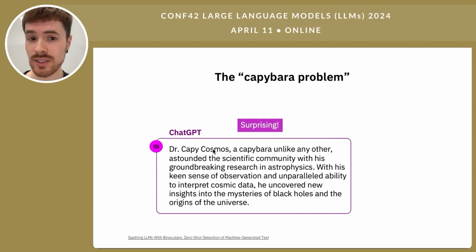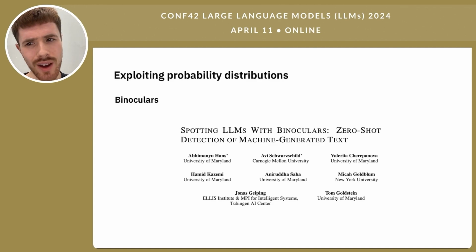But if I just see this text and I don't know that it's been written by ChatGPT, then I would say, oh no, an LLM would never write about a capybara that is an astrophysicist because it's a super weird idea, and an LLM would never imagine that this thing could be a real thing. So it's very surprising to someone that doesn't know the context. That's the capybara problem, and it's a hard problem to solve.